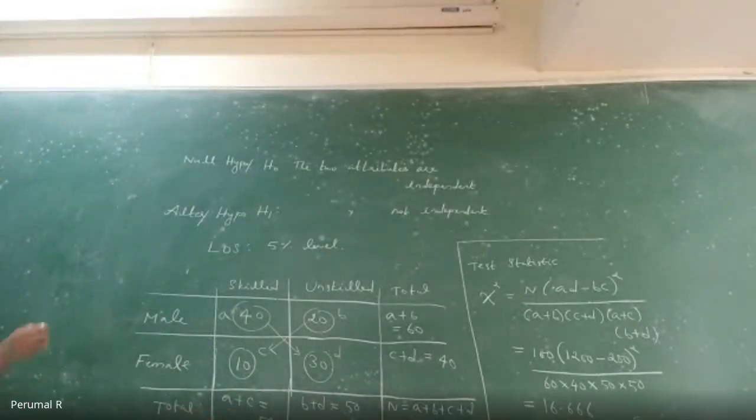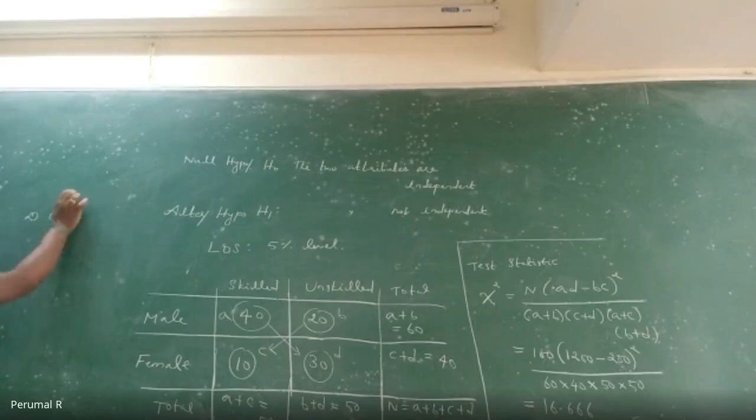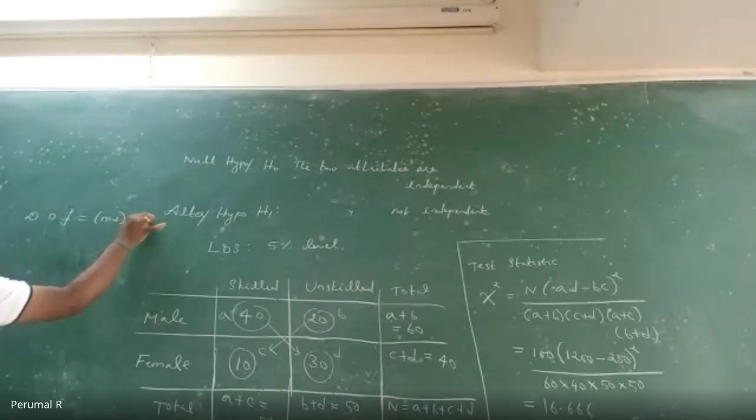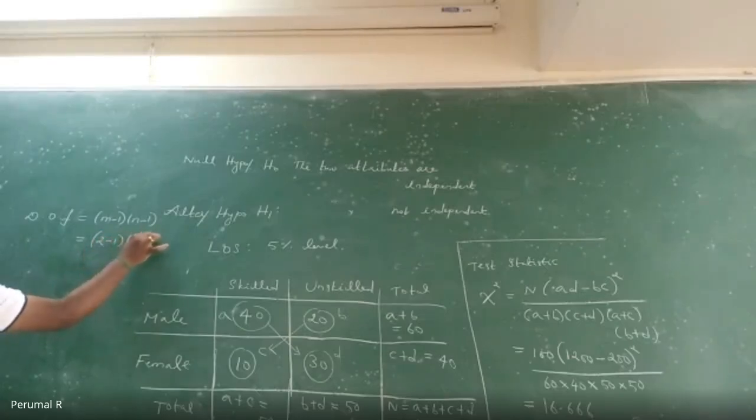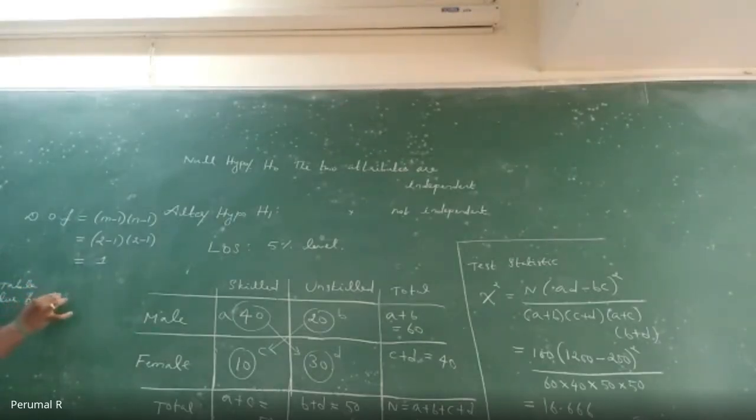Now look at your degrees of freedom. What is your degrees of freedom? M minus 1 into N minus 1. Here M is the number of rows, 2 minus 1 and 2 minus 1. So therefore 1 into 1, that is nothing but 1. So now look at your table value for 1 degree of freedom at 5% level.